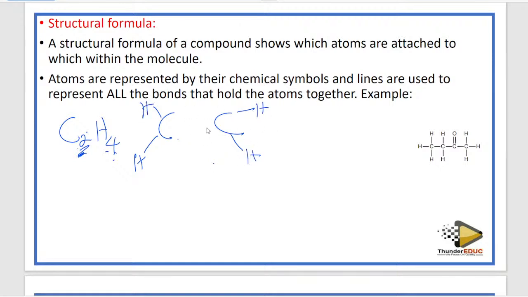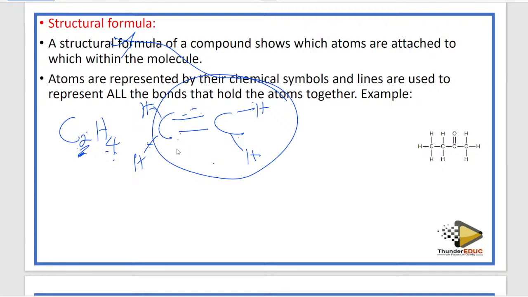How do I make this molecule so that each carbon atom has 4 bonds? I put the first bond, so it's 1, 2, 3. Even this one is 1, 2, 3. What if I add another one? Then it's 1, 2, 3, 4. Perfect. So this one has 4 bonds and also this one has 4 bonds. Writing like this, you are writing the structure formula.